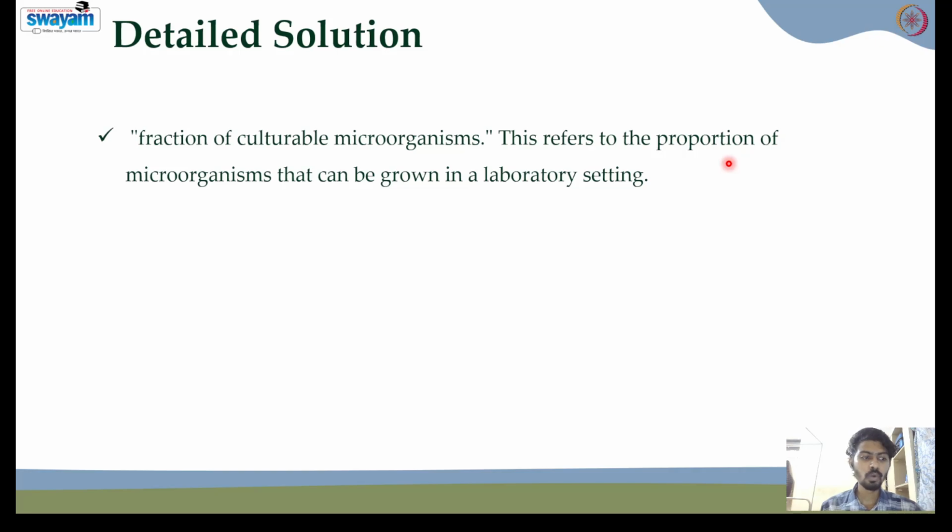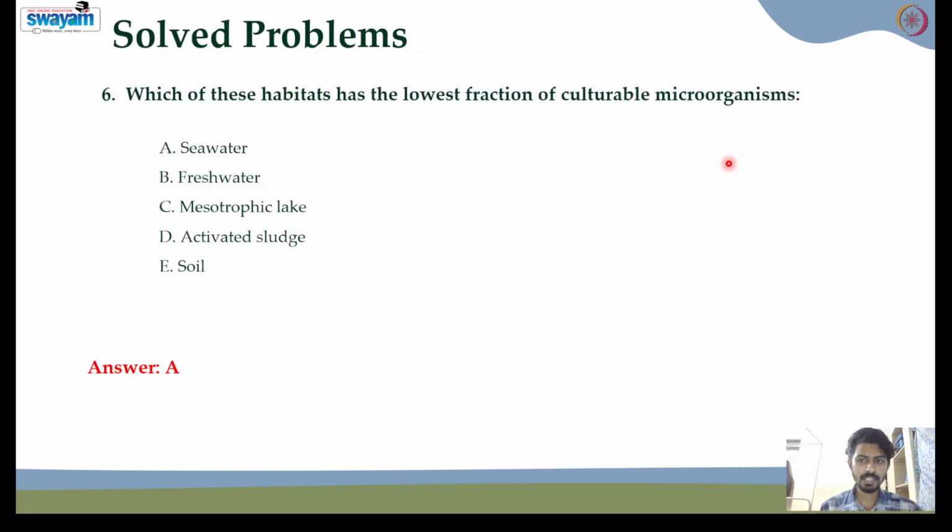So now we will correlate the fraction of culturable microorganisms and analyze the answer. First, if you see seawater, in seawater we have very low nutrient content. Mostly mineral salts will be present in the seawater. So there may be a limit on the number of culturable microorganisms. That is why it has the lowest fraction, because it limits the number of microorganisms that are present in the seawater.